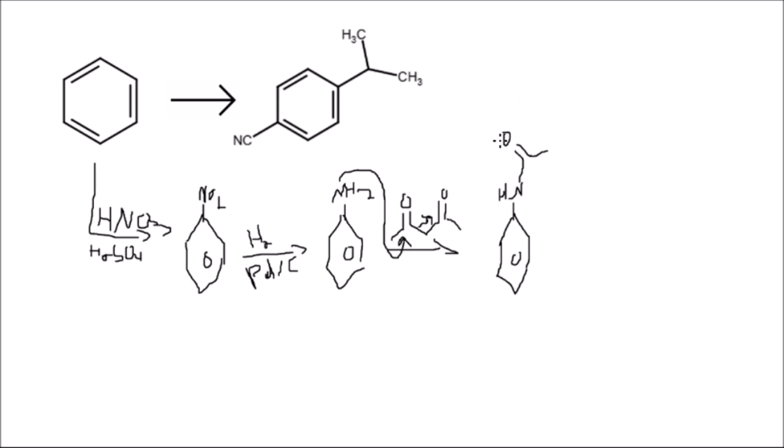Okay, now we protected it. We can do the Friedel-Crafts reaction. So we can react this with our RCl. This is the R that we want to add. You see? CH3, CH3, and here we need to connect it to our aromatic group.